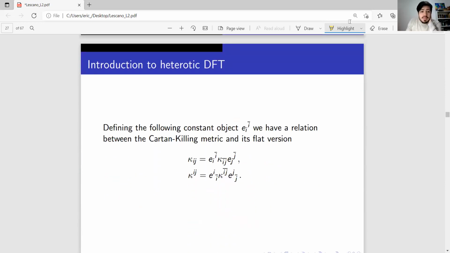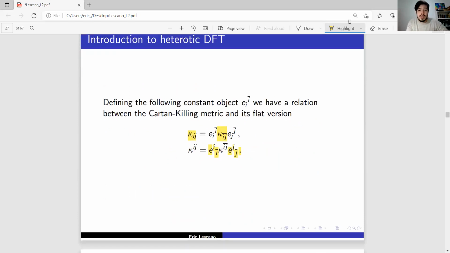So, of course, these Cartan-Killing metrics, sorry, are related. We have a kind of gauge field line, if you want. But all these objects over here are constant. The derivative of any of these matrices is zero. These objects are constant.